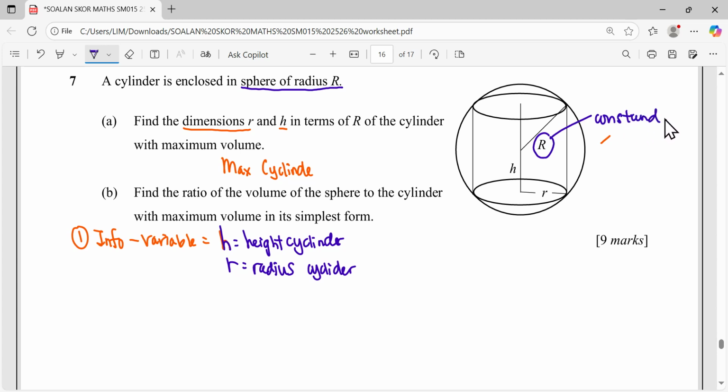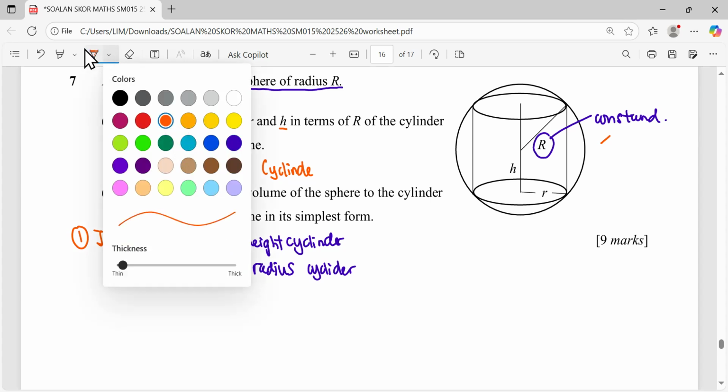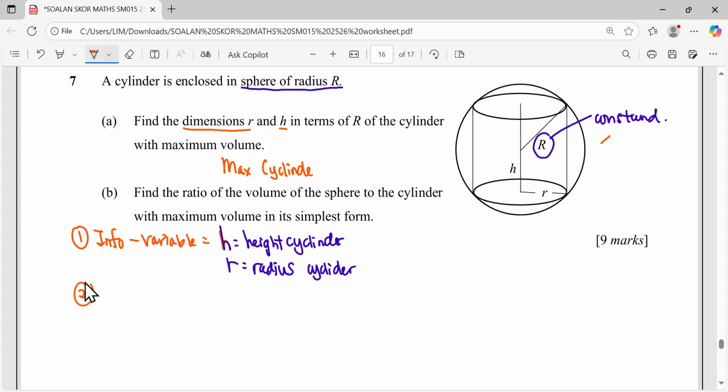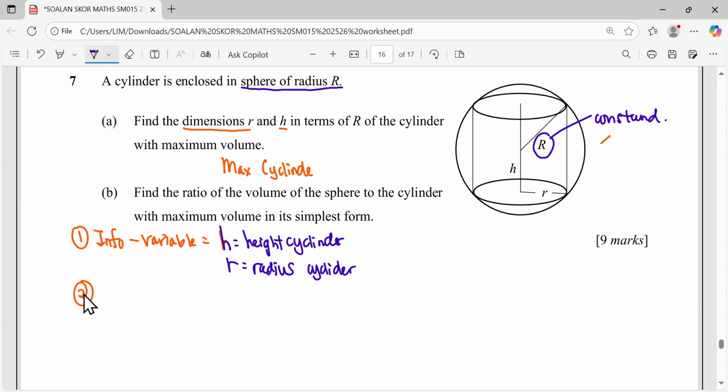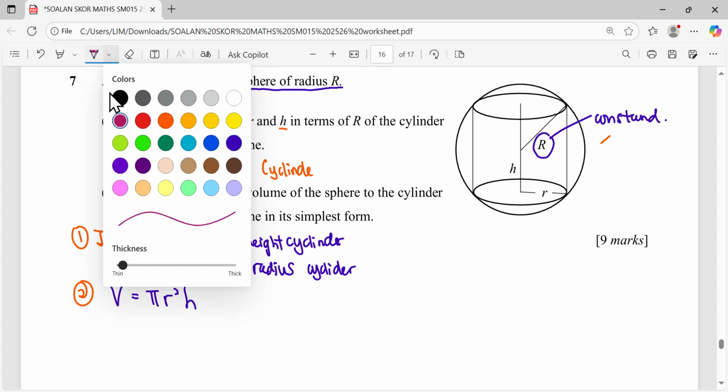Alright. Then secondly, we need to build out the formula. What you need here is the formula for volume. Volume for the cylinder is pi r square h. And our formula must be in a single variable. We have two variables here, r and h. Look at r and h. What is the relationship that we can form with this r and h?